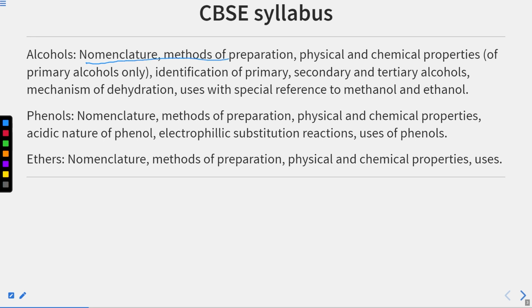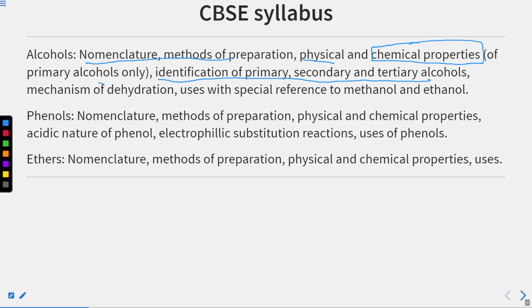So if you look at the syllabus here, we have covered our nomenclature, methods of preparation, and physical properties. Now we are left with the chemical properties. Today we will be seeing mainly these chemical properties, and I think this one is the most important one, that is the identification of primary, secondary and tertiary alcohol.